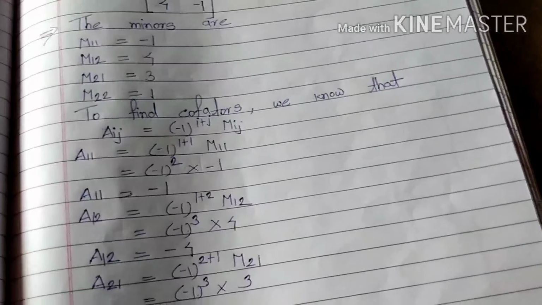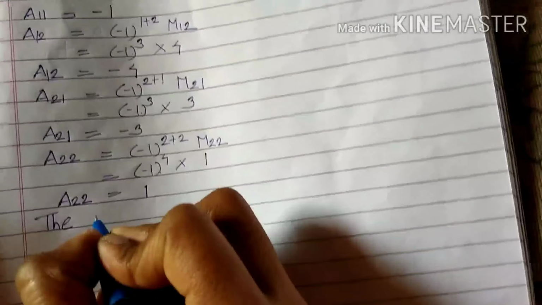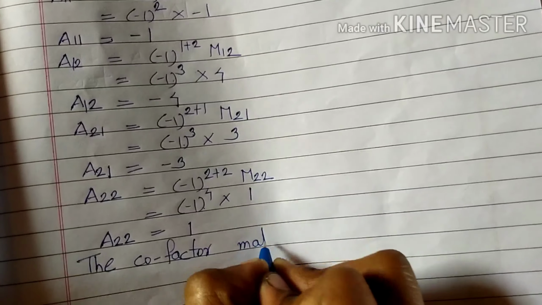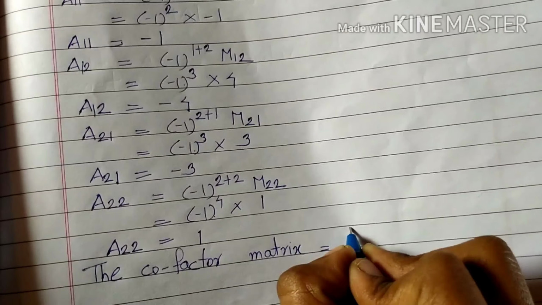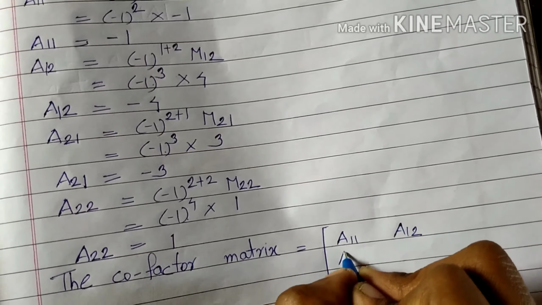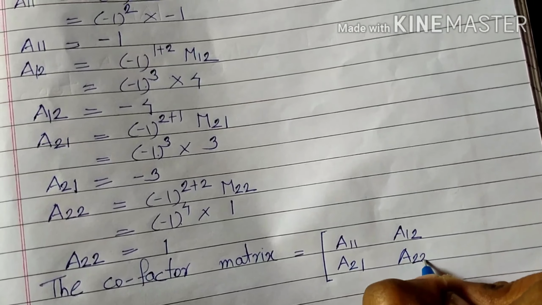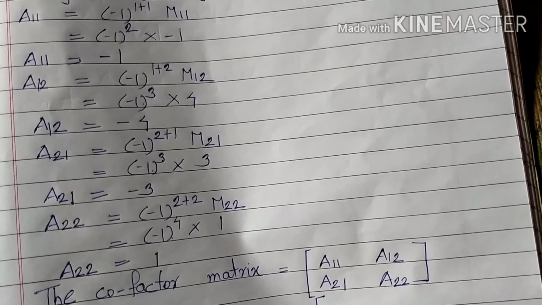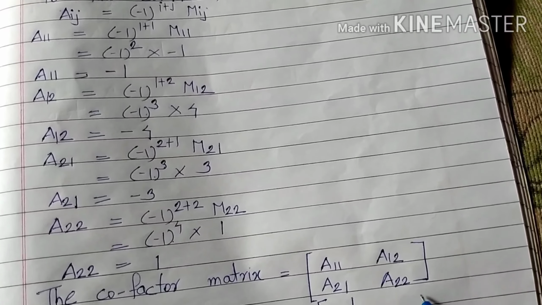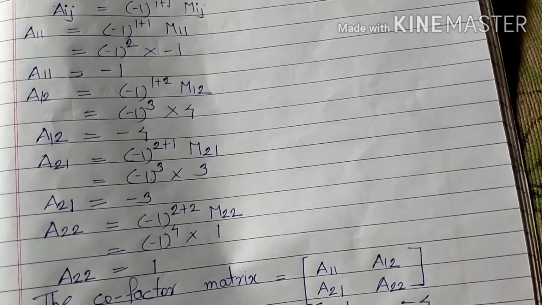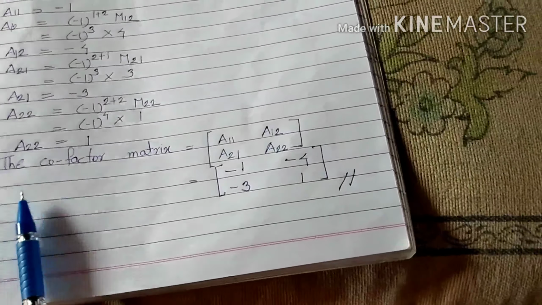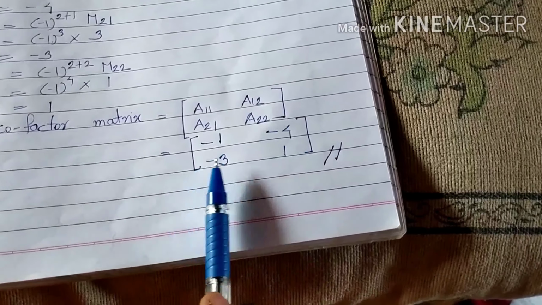So the cofactor matrix. Now put the values. A11 is equal to -1, A12 is equal to -4, A21 is equal to -3, and A22 is equal to 1. So this is our answer. The cofactor matrix is equal to -1, -4, -3, 1.